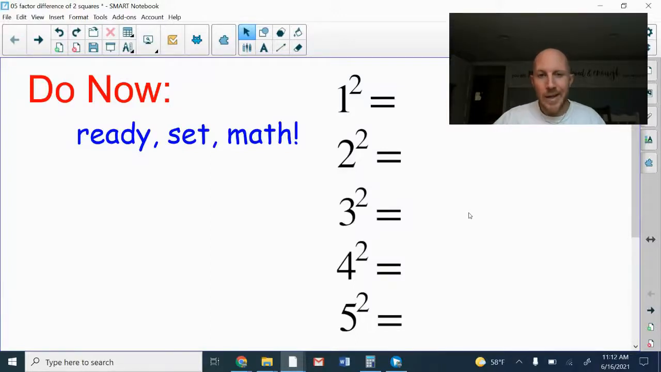Well, good morning, Algebra. Here's the do now for today. On your mark, get set, go.